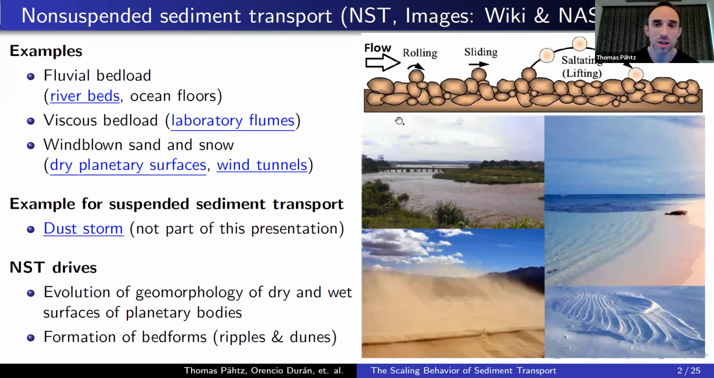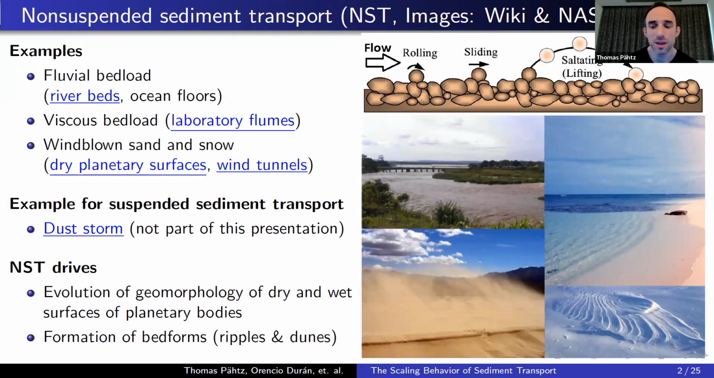Wind-blown sand and fluvial bedload are two examples of what I call non-suspended sediment transport. It means you have a flow, for example wind or water, that flows along a surface and drives the motion of the surface particles, usually in the form of rolling, sliding, or saltation, which is when particles lift and come back.